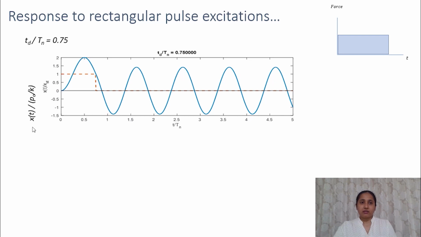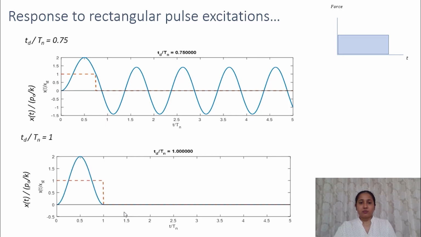Now let's see the response for Td by Tn is equal to 1. So when Td by Tn is equal to 1, the response is like this. So that means during the forced vibration phase, the response increases from 0 to the maximum value, that is 2. That is the normalized response. So this is similar to the previous case. The response grows to 2.